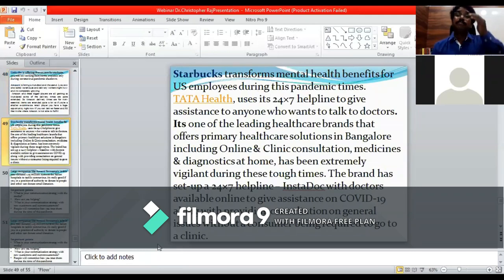Starbucks is transforming mental health benefits for US employees during these pandemic times. Flutter Health is using its 24/7 helpline to give assistance to anyone who wants to talk to doctors. It's one of the leading health brands that offers primary health care solutions in Bangalore City, including online and clinics, and diagnosis at home, and has been extremely vigilant during these tough times. The brand has set up a 24/7 helpline, InstaDoc, with doctors available online giving assistance on COVID-19, along with providing consultation on general issues without a customer being required to go to a clinic.